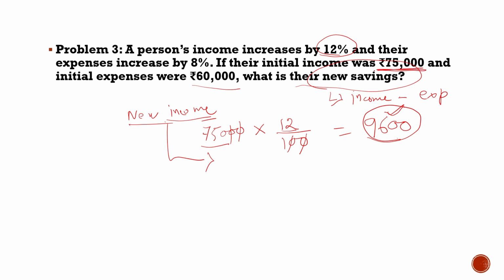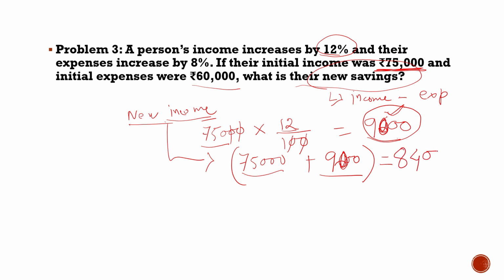My initial income is 75,000. So my new income plus the 12% increment will give me, it will be 9,000 actually. So 75,000 plus 9,000 will give me the new salary, the total, which is 84,000. If you add these two, you will get 84,000, right?